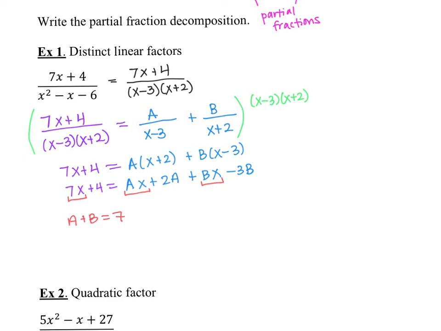Okay, so for the constants I have, on this side I have a positive 4. Okay, on the right side I have a 2a and a minus 3b. So it must be true that 2a minus 3b equals 4 because those are the constants added together. And now I have a system of equations, two unknowns. I'm going to solve for a and b, and then I'm going to rewrite my fraction.